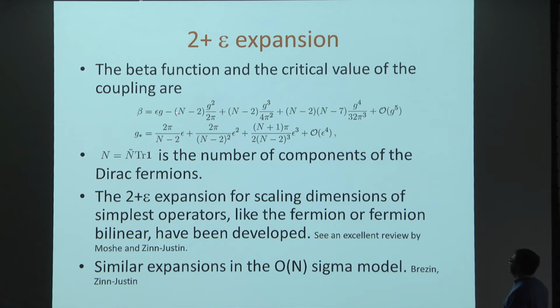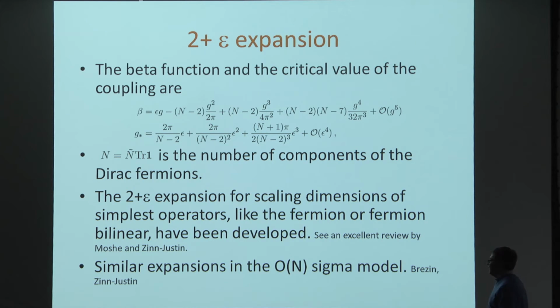So the beta function, there is this asymptotically free minus sign here, and then further corrections, and then because of explicit dimensionality of G in 2 plus epsilon, you also have this term. And then at the fixed point, G star has this standard epsilon expansion. And then you can develop the 2 plus epsilon expansion of various operators and so on.